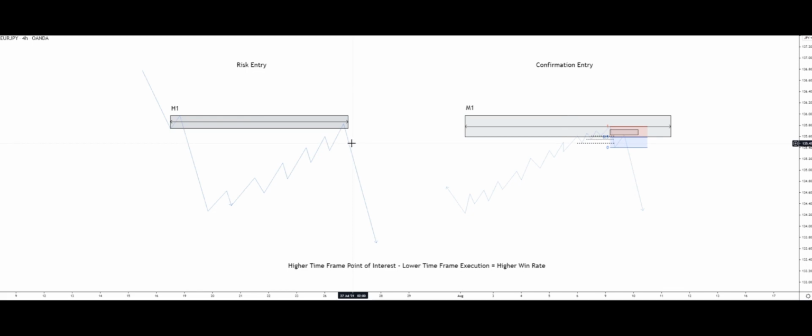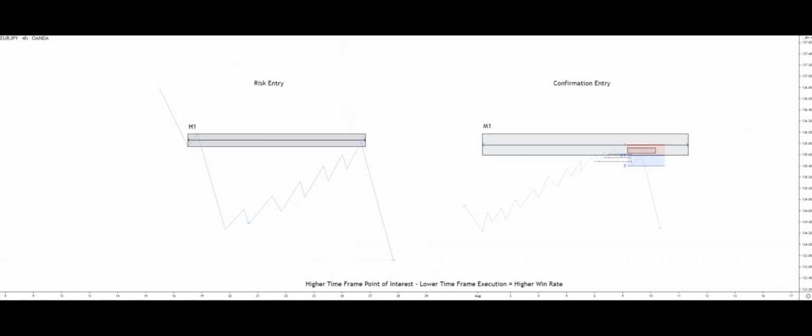Don't get me wrong, but there are obviously pros and cons to it. With risk entry, the only con I find is that it reduces the win rate. So if you're taking a confirmation entry and you're looking for that shift in structure on a smaller time frame, that's confirming that price could potentially reverse down. So there's going to be a high probability of price doing so, because it's not a risk entry. We're not waiting for price to react.